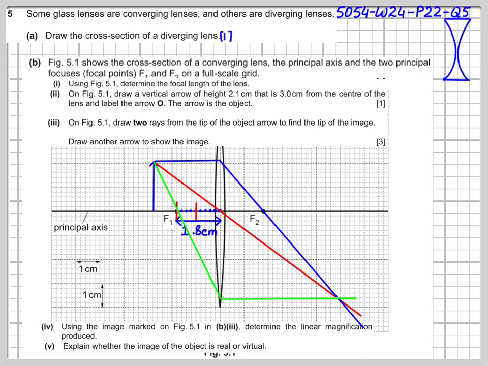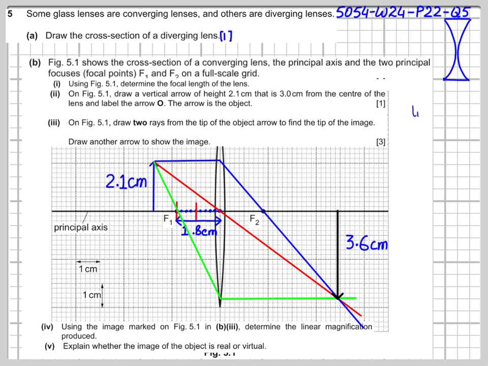Now it's saying that draw another arrow to show the image. Now this is the point where the tip of the object's image is. ये जो object है, इसका tip का image ये बन रहा है. So you need to show the complete image. This is the complete image, right? Then it's saying use the image marked on figure 5.1, determine linear magnification. So linear magnification, this height is 3.6 centimeter and this height is 2.1 centimeter.